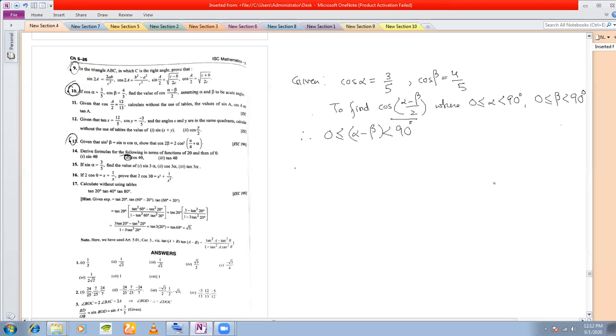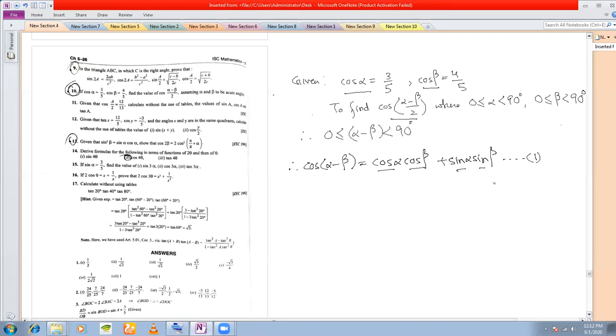So what we do is we find cos(alpha minus beta) here. What is cos(alpha minus beta)? It is cos alpha cos beta plus sin alpha sin beta. This we find. So what are the values that we know here? We know cos alpha, fine, we'll put it. We know cos beta, we'll put it. We don't know sin alpha and sin beta, so we are going to calculate sin alpha and sin beta.